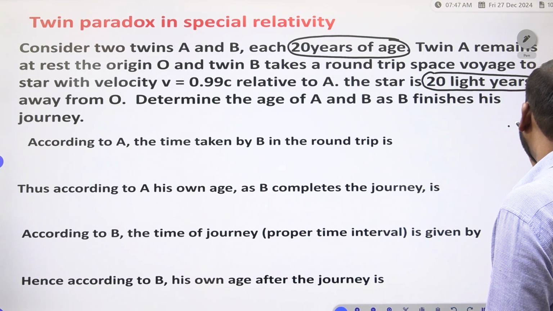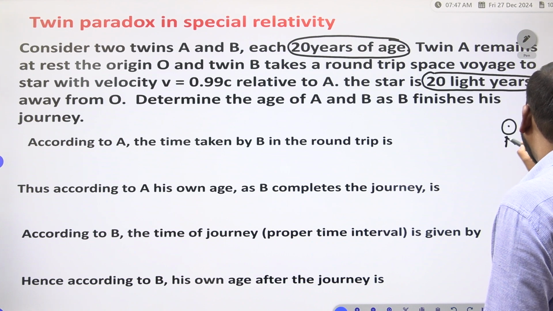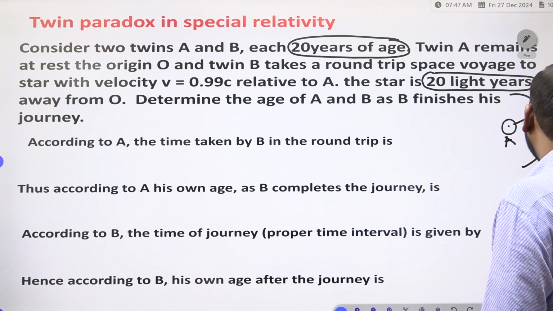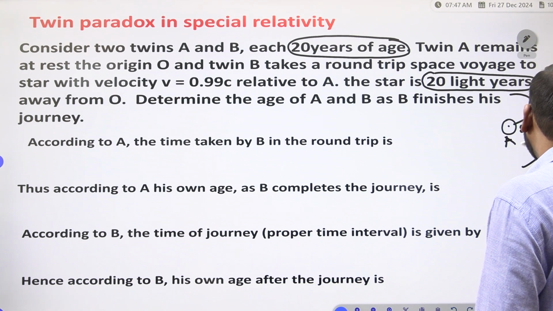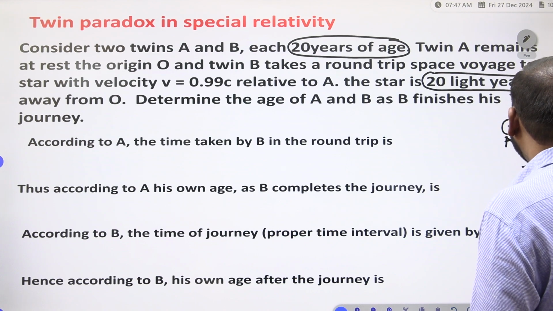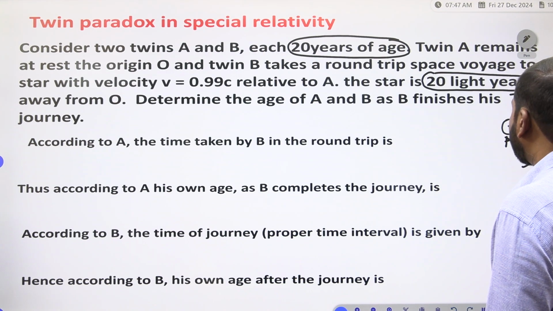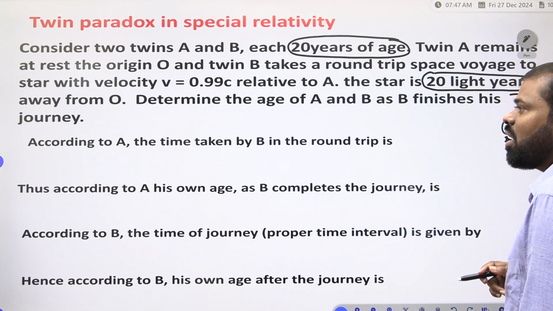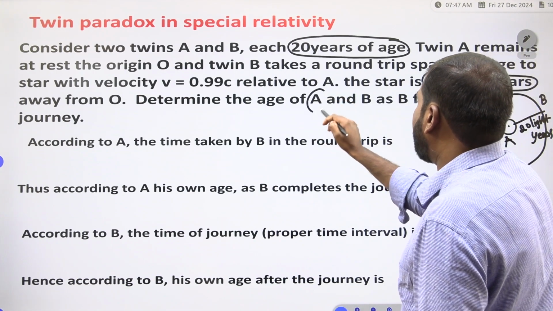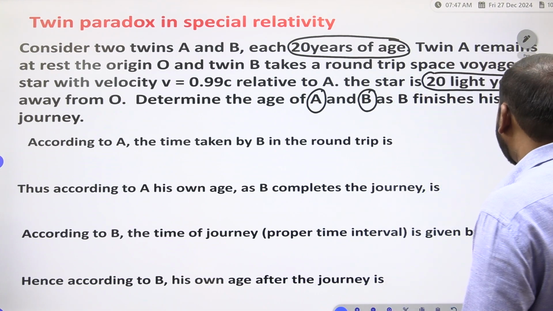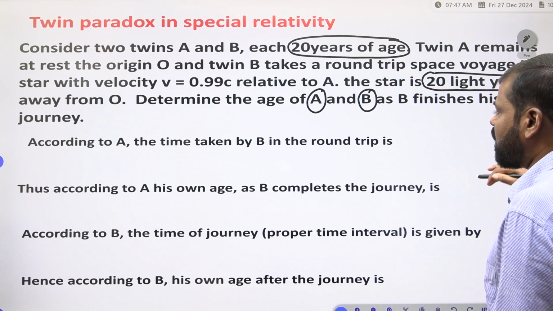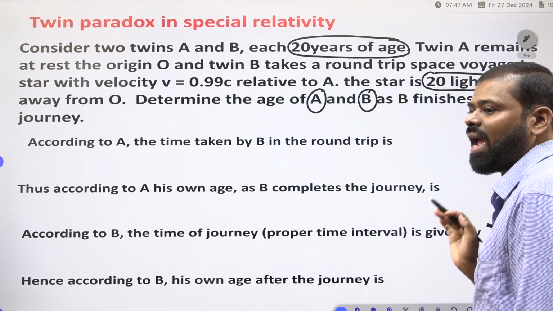Suppose we take A here, and around A there is B. How much distance is there? 20 light years distance from A to B. So B is revolving around A, who is at the center and at rest, right? Determine the age of A and the age of B as B finishes his journey. After his finishing, you have to calculate the ages of A and B.